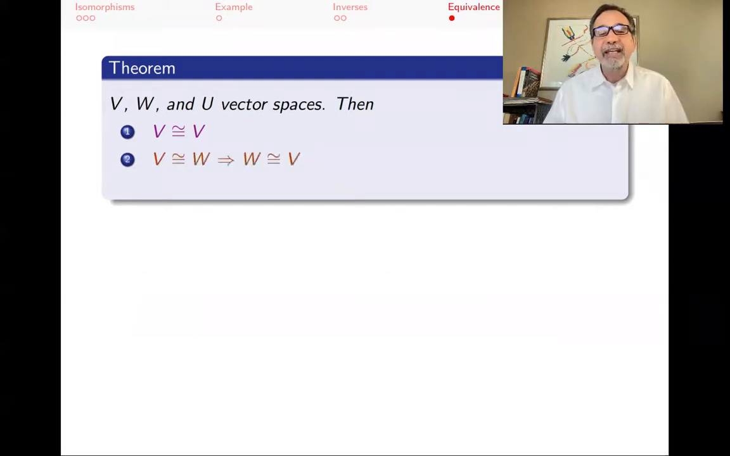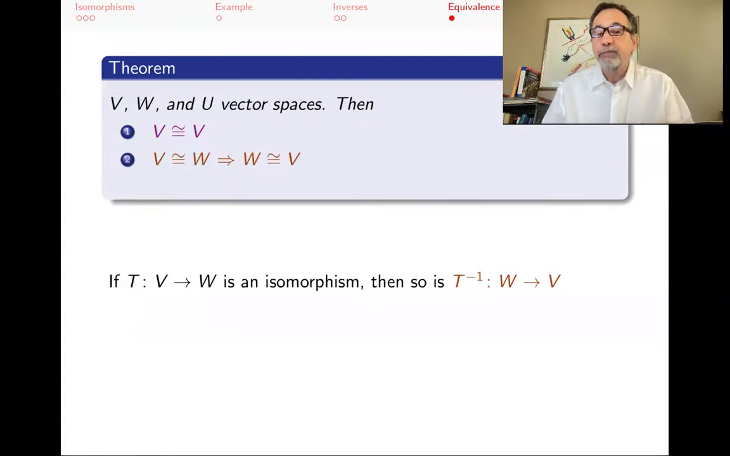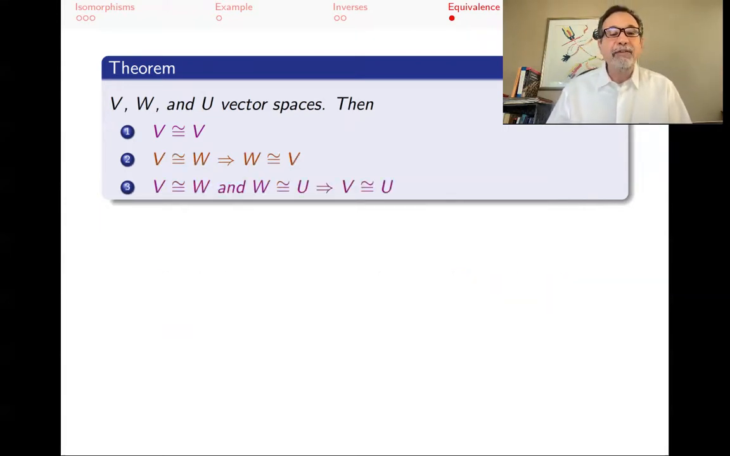The second one is that if V is isomorphic to W, then W is isomorphic to V. That's what we just proved. If T is an isomorphism, which is what it means to say V is isomorphic to W, then we proved that T inverse, which goes from W to V, is also an isomorphism, and therefore W is isomorphic to V. That was the subject of the previous slides in this lecture. And the final thing is transitivity. If V is isomorphic to W and W is isomorphic to U, then V is isomorphic to U. Not all relations are like that, but isomorphism is, and this is one of the things that makes it an equivalence relation.